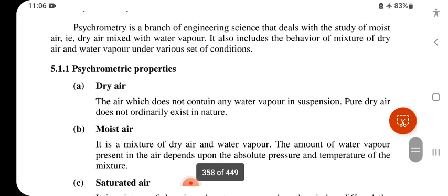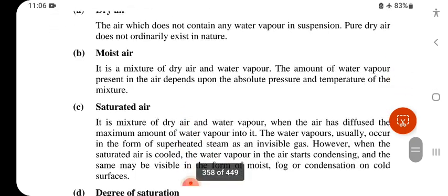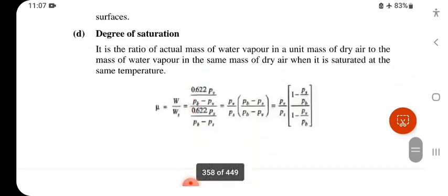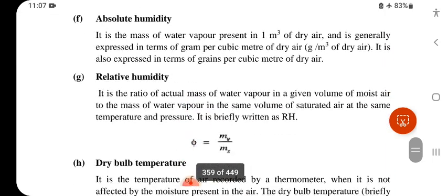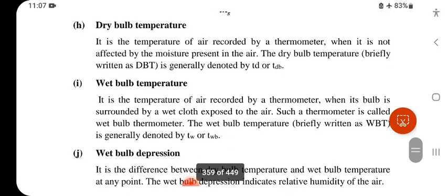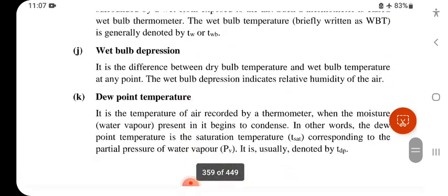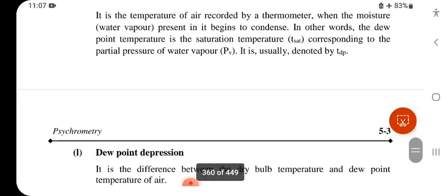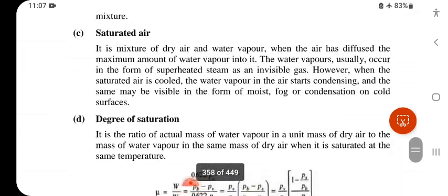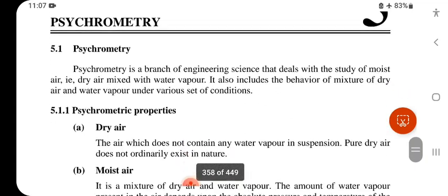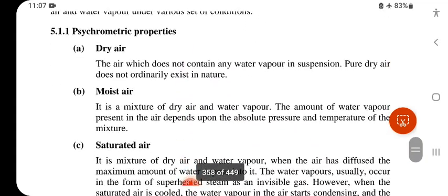The psychrometric properties are dry air, moist air, saturated air, degree of saturation, humidity, absolute humidity and relative humidity, dry bulb temperature, wet bulb temperature, wet bulb depression, dew point temperature, and dew point depression. So, these are all the psychrometric properties. Dry air is air which does not contain any water vapor in suspension.